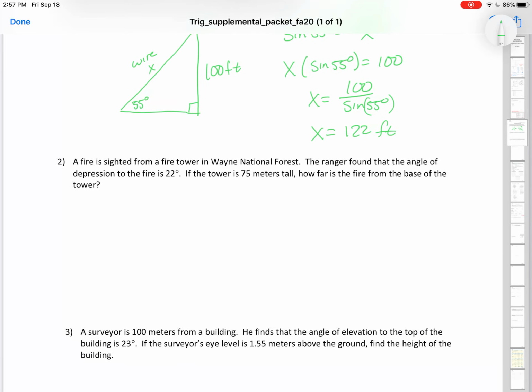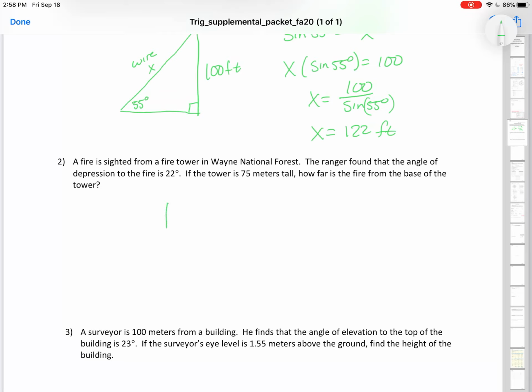That's it. You're done. A fire is sighted at the top of a tower in Wayne National Forest. Way to go, Wayne. The ranger found that the angle of depression to the fire is 22 degrees. If the tower is 75 meters tall, how far is the fire from the base of the tower? No problem.